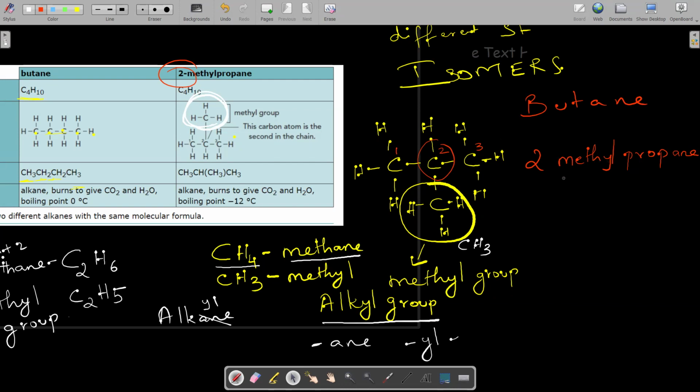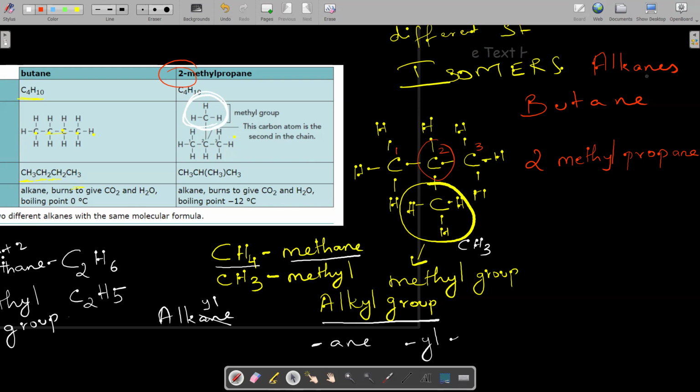Remember what we learned about homologous series? The compounds in the same series have the same chemical properties because their functional group is the same. They belong to alkanes, so their functional group will remain the same. Because their functional group is the same, their chemical properties will also remain the same.